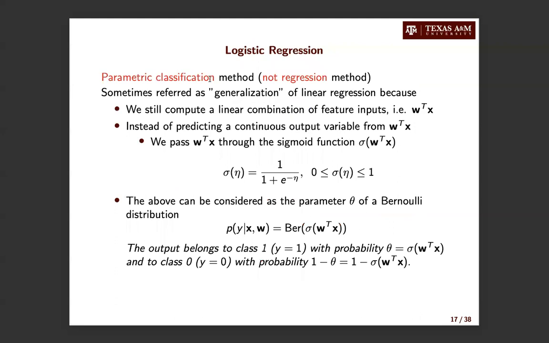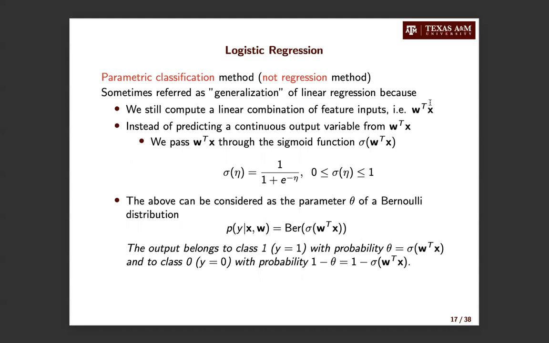So to give a brief overview, logistic regression is a parametric classifier. As part of this classification process, we still compute a linear combination of our features. This linear combination is always expressed as an inner product between a weight vector and our input vector. But now, instead of predicting a continuous output from this W transpose X, or instead of applying the sign rule so that we can see whether this W transpose X is greater or less than 0, we pass this inner product through the sigmoid function.